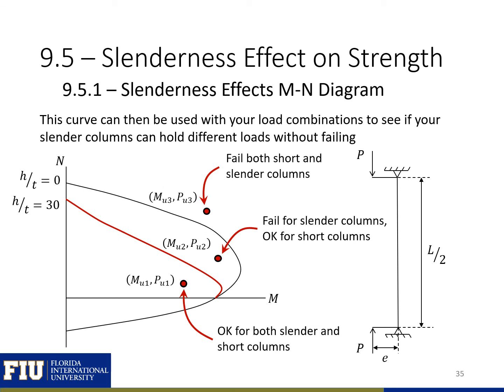We can then use this curve to determine if our slender column can hold different loads without failing. With this curve, we can see that this point here, MU1 and PU1, is okay for both slender and short column behavior. The second point here we can see would cause our slender column to fail, but if we provided bracing so that we had short column behavior, this point would be okay. And then the last point here, MU3 and PU3, would fail for both short and slender columns. So then our whole cross-section of our column would need to be modified.